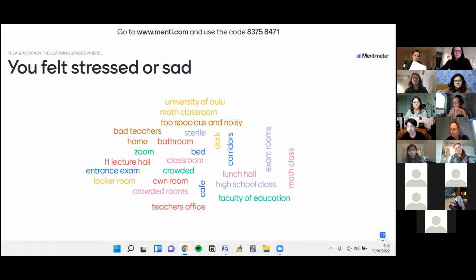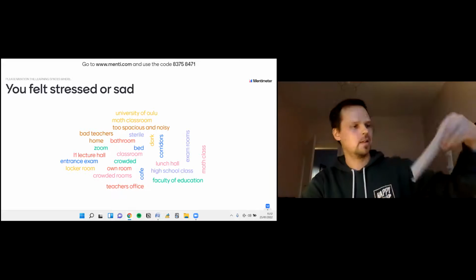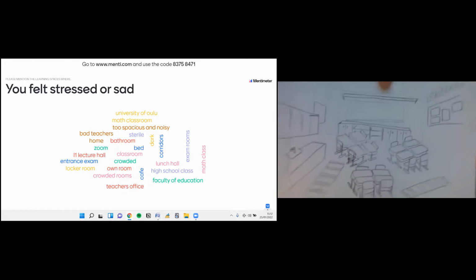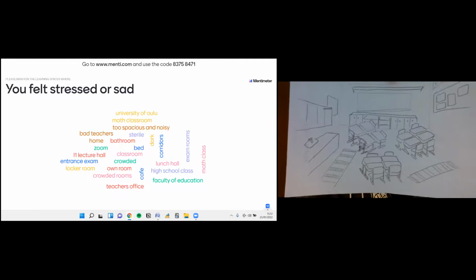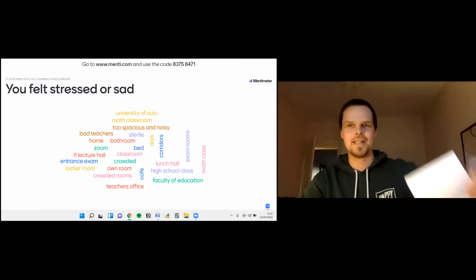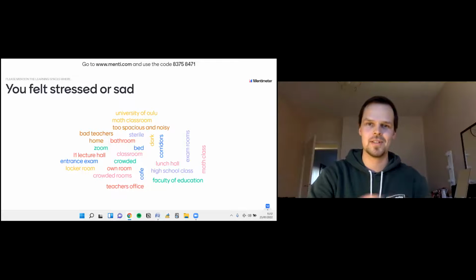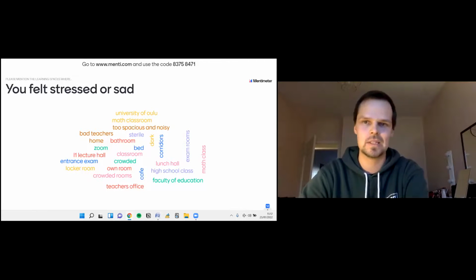I actually drew my elementary school classroom, and you can see some rugs in here. I don't know if you catch that, but I don't think you could have those rugs on the floor nowadays because it's not easy to clean.